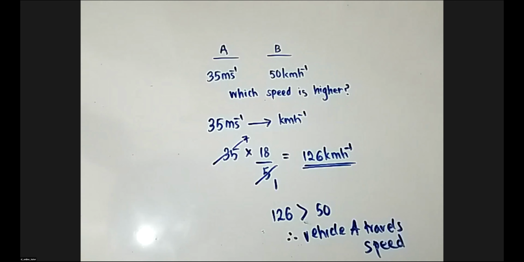So what I'm going to do is convert meters per second to kilometers per hour. That is, 35 meters per second is being converted to kilometers per hour. I taught you in the concept that if you want to convert meters per second to kilometers per hour, you have to multiply by 18 over 5. So I have multiplied 35 into 18 over 5, and 35 and 5 are divisible. So you get 7. 7 multiplied by 18, you get 126 kilometers per hour. Now you can see if you compare 126 and 50, 126 is greater. So in simple terms, vehicle A is traveling faster than vehicle B. Clear?